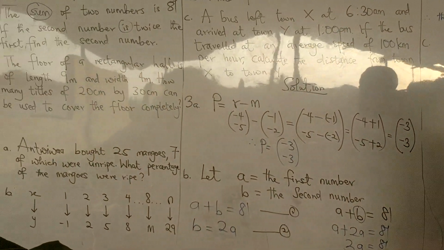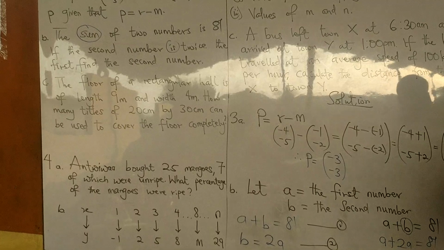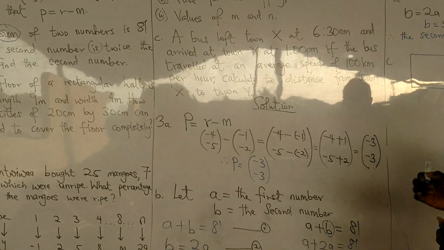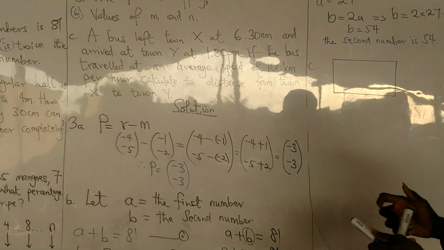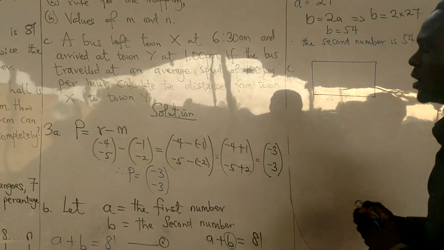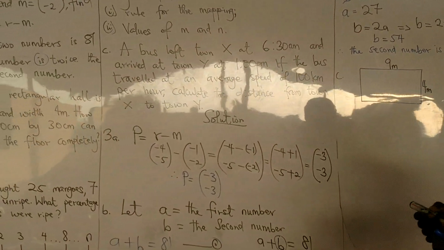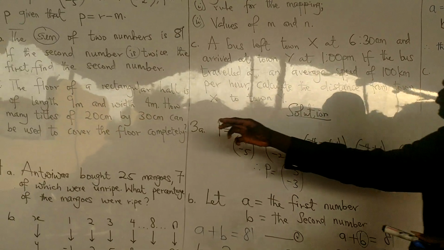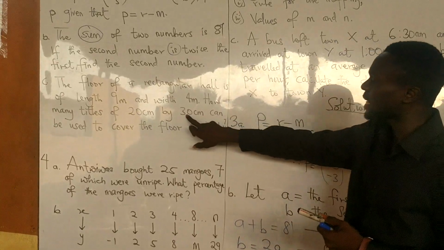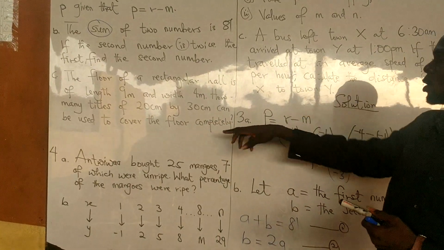It says that a floor of a rectangular hall. So let's assume that this is the rectangular hall. It's of length 9 meters and width 4 meters. So we have here the length as 9 meters and the width as 4 meters. How many tiles of 20 centimeters by 30 centimeters can be used to cover the floor completely.